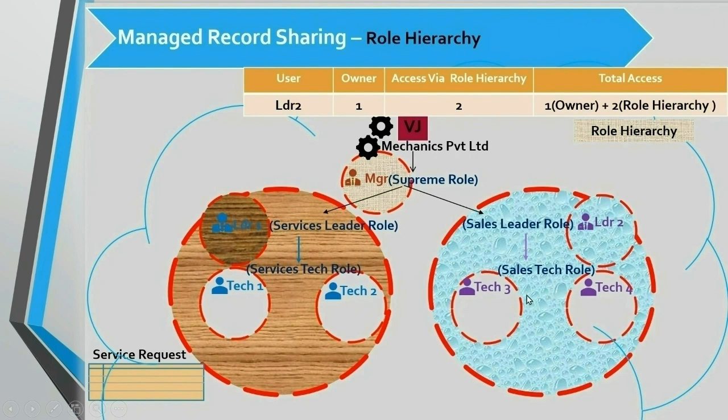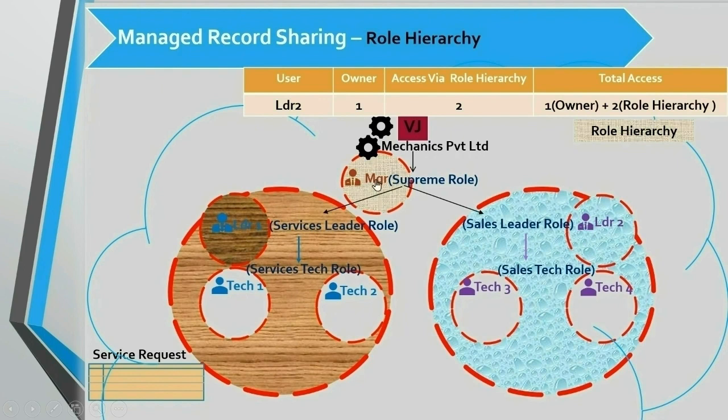Please note that as the record created by Tech 3, on that record Tech 3 had owner, the leader 2 would get complete full access on that record. The Tech 4 would have the complete access on the Tech 4 created record, and the same way the LDR2 also would be getting the complete access on the record created by Tech 4.